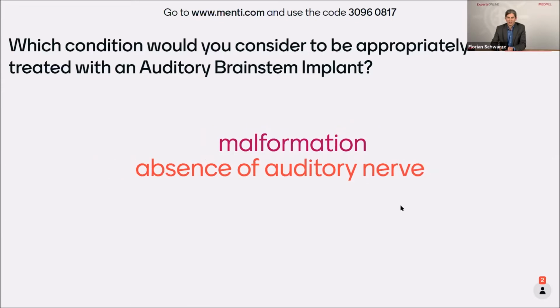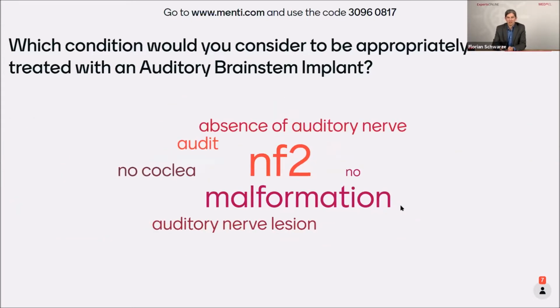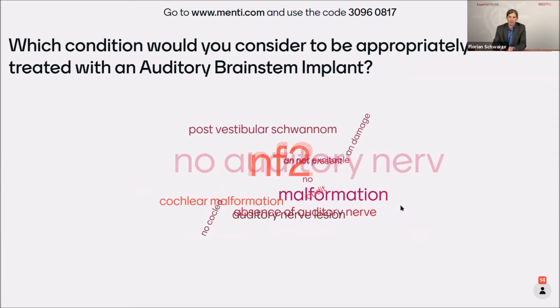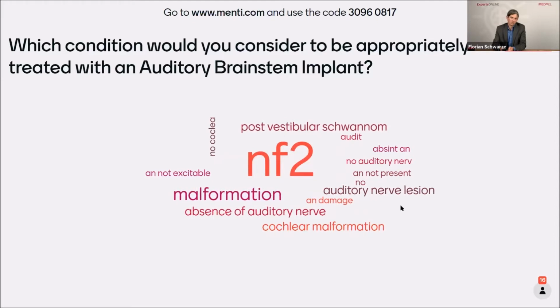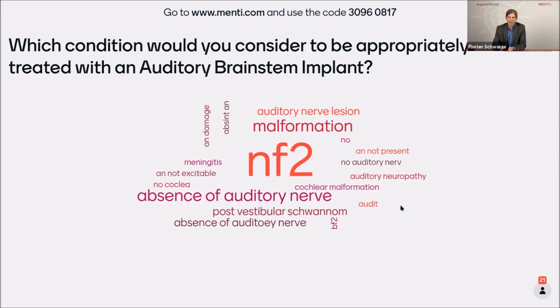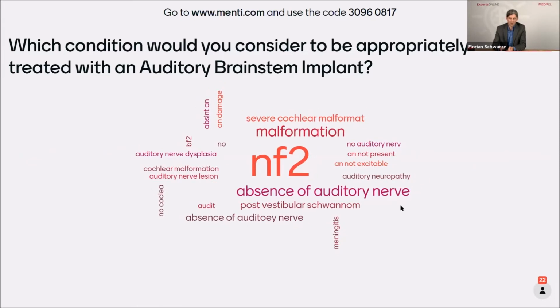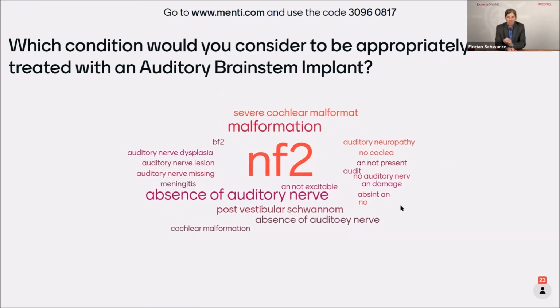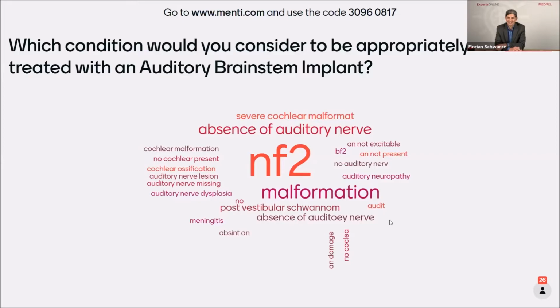So the malformations coming in, absence of the auditory nerve, that's absolutely correct. I see NF2 here, that's the classical one that a lot of people know. Yeah, auditory nerve lesions, not excitable auditory nerve. Yes, that's all very correct here. So I think that's a beautiful overview of what the auditory brainstem implant is being used for. Thank you. This is your first task for the day. It will come back slightly later as well.